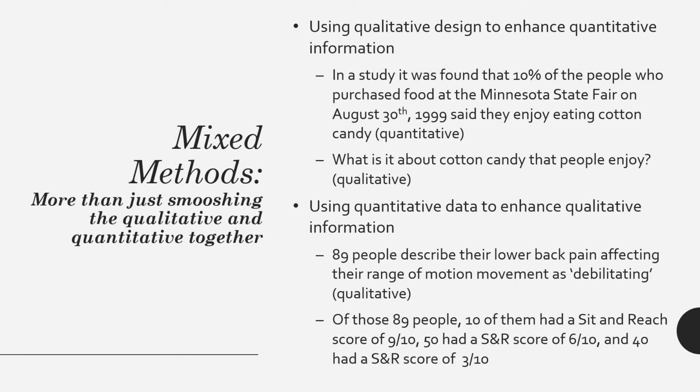When we use quantitative data to enhance qualitative information, it can look like this. 89 people described their lower back pain affecting the range of movement as debilitating. So they used words that described how it felt. That's the qualitative portion of it. Whereas then we look at the quantitative part. Of those 89 people, 10 of them had a sit and reach score of 9 out of 10. 50 had a sit and reach score of 6 out of 10. And 40 had a sit and reach score of 3 out of 10.